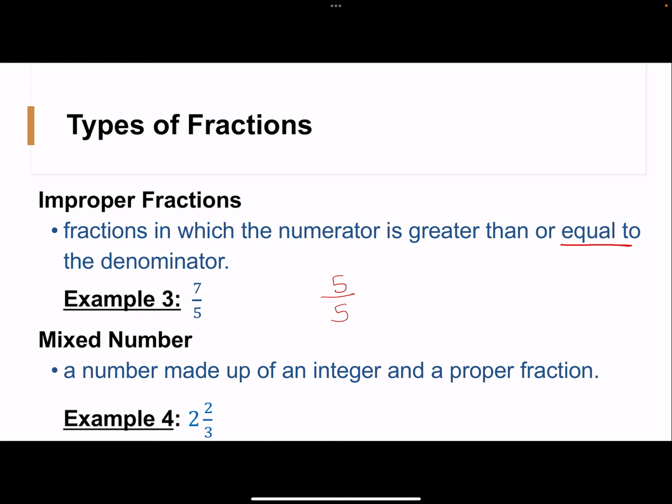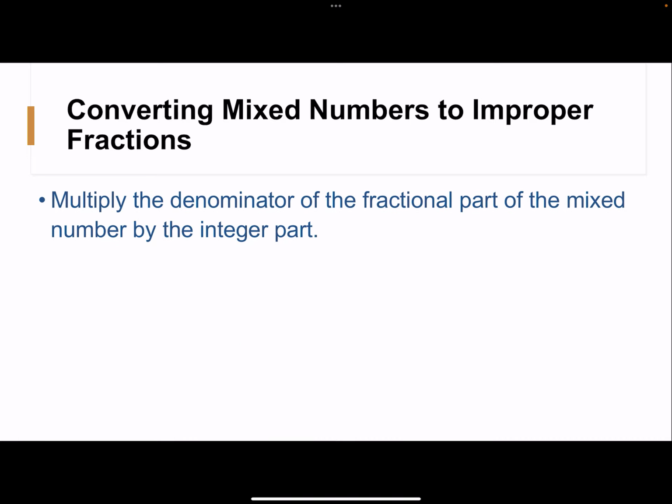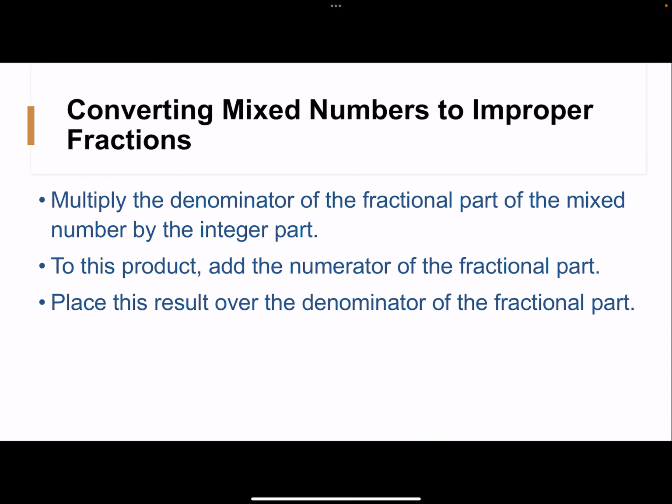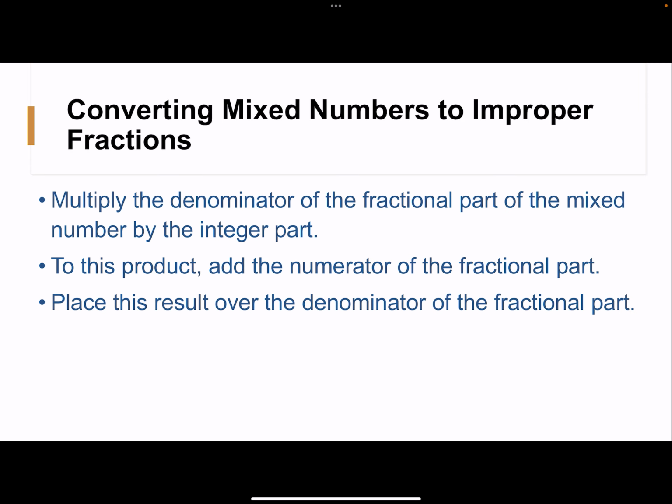Since we're talking about mixed numbers, let's talk about how to work with mixed numbers. First of all, let's talk about converting mixed numbers to improper fractions. To do this, I'm going to write the steps down here for you that you'll write in your notes. You're going to multiply the denominator of the fractional part of the mixed number by the integer part. So if I go back to that 2 2/3, you're going to multiply the denominator by the integer part. So this means 3 times 2, which gives me 6. And then you're going to add to it the numerator.